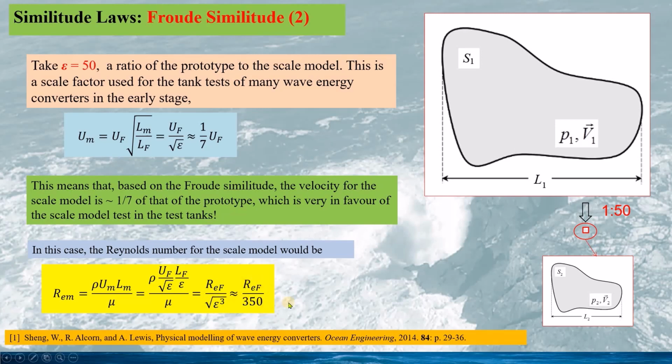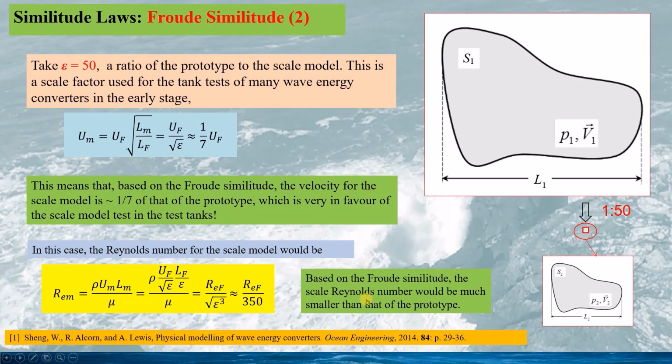So we can see the Reynolds number for the model is 1/350th of the full scale. This means, based on the Froude similitude, the Reynolds number for the scaled model would be much smaller than that of the prototype.